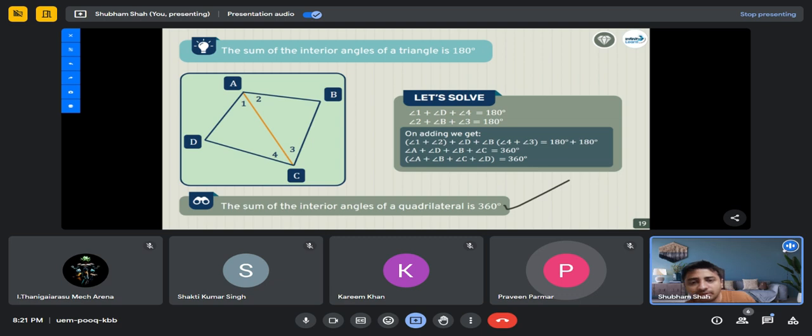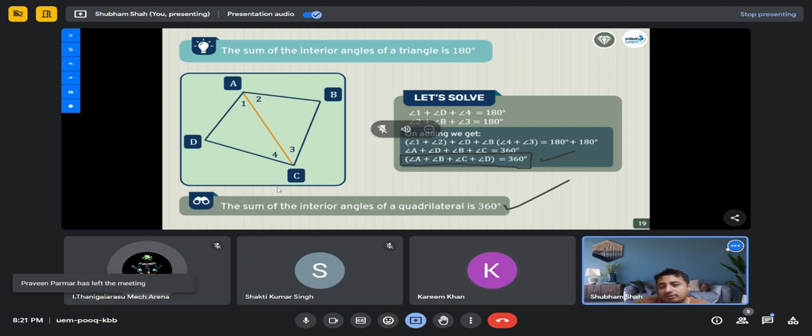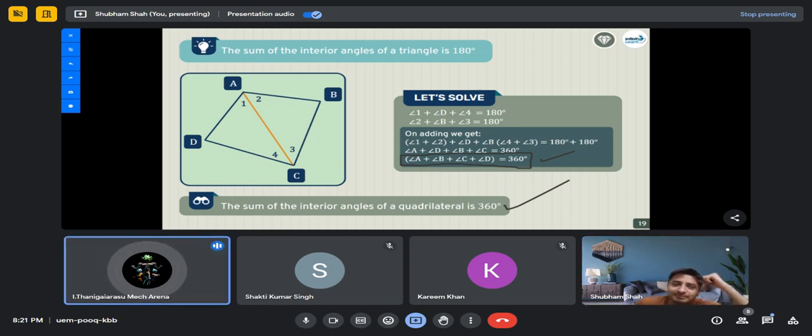So angle A plus angle B plus angle C plus angle D is 360 degrees. Okay, write this down also with diagram. Did you make the diagram? Show everyone, just show your copy. If you are writing, just show your copy. You have to draw the diagram.